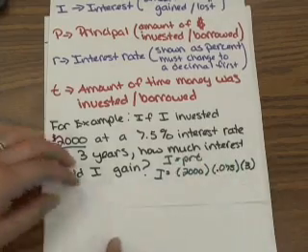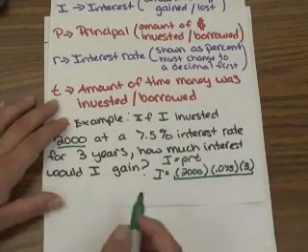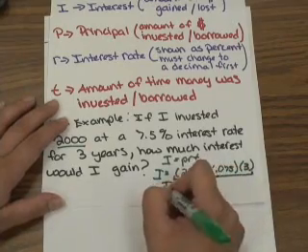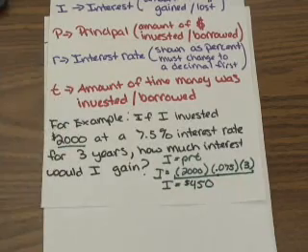So now that I've plugged everything in where it belongs, I can use the order of operations to calculate this, and I gained an interest of $450.